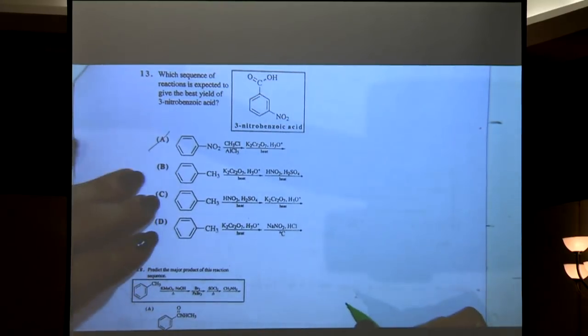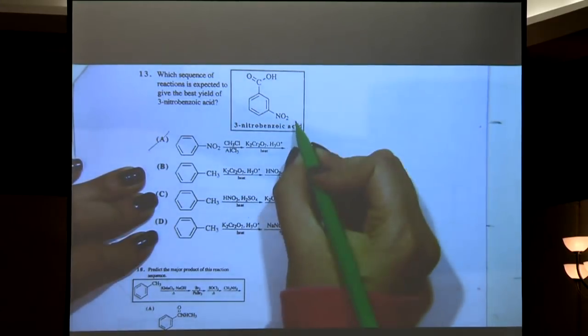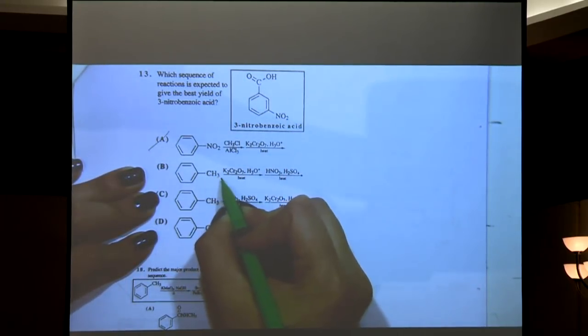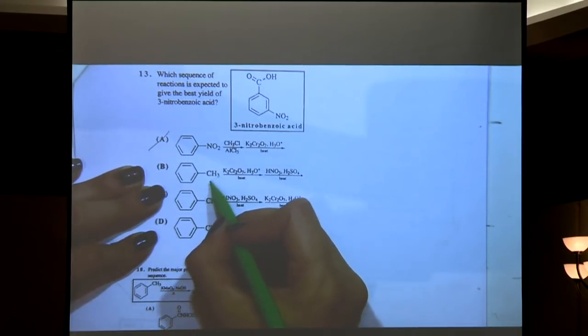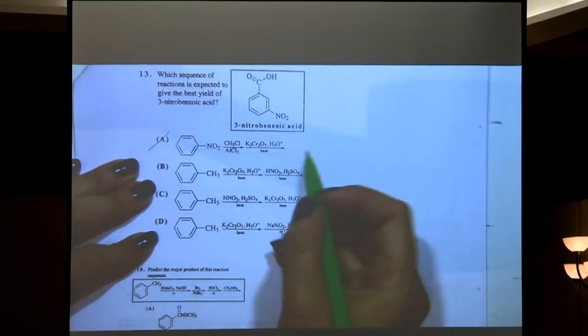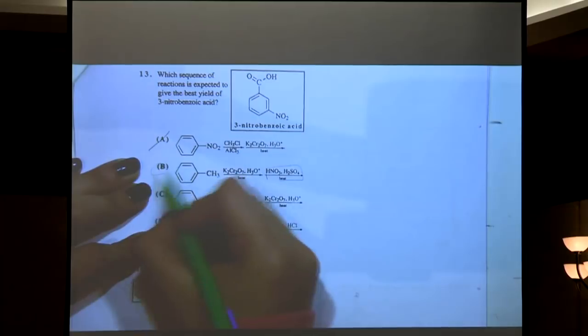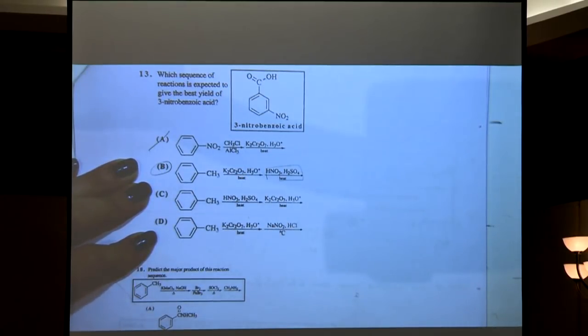If we look at everything else, we needed to meta-direct our nitro group. If we do oxidation on this, we form a carboxylic acid, which is not as deactivating as nitro. Once we form the carboxylic acid, we can add that nitro group using this reagent. So that should be the answer. Does that make sense? So NO2 is so deactivating that you wouldn't be able to? Right, usually, from what I've seen. Any other questions?